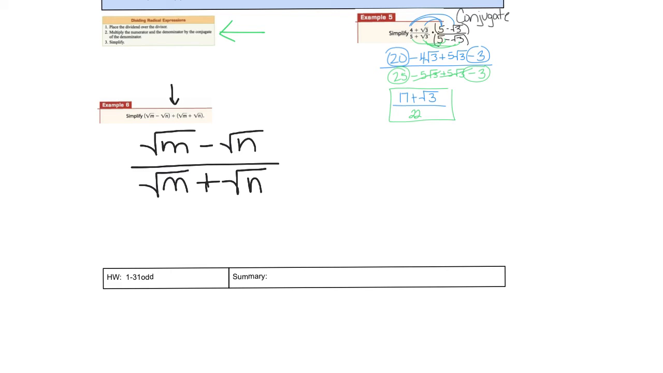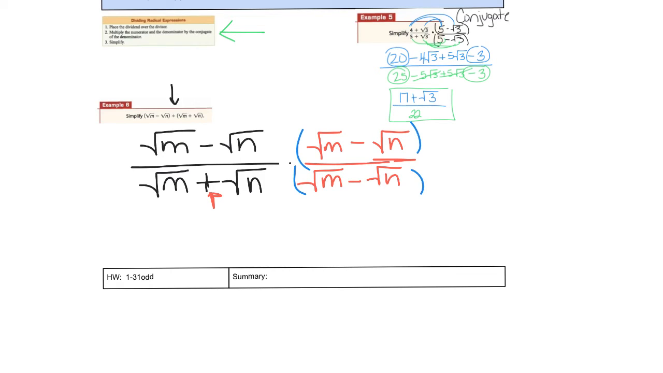That's a plus sign. Now to get rid of that in the denominator, I'm going to multiply by the conjugate. The conjugate of this is going to be square root of m minus the square root of n, because I want this sign to be the opposite. If I do it on the bottom, I've got to do it on the top, because remember I have to multiply by 1. All right, so now I'm going to FOIL here. First, outer, inner, last. Square root of m times the square root of m is m.